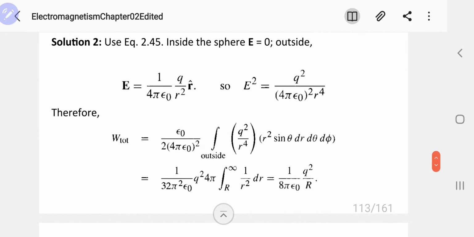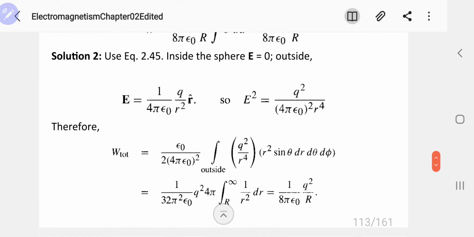So we do that here. The electric field is 0 inside the sphere. Why? Because inside the sphere there's no charge enclosed by the Gaussian surface, and therefore the electric field there is 0. If you take the square, 0 squared is also 0. That means you don't have any stored energy inside the uniformly charged sphere because you don't enclose a charge there.